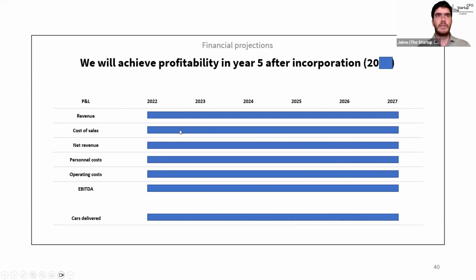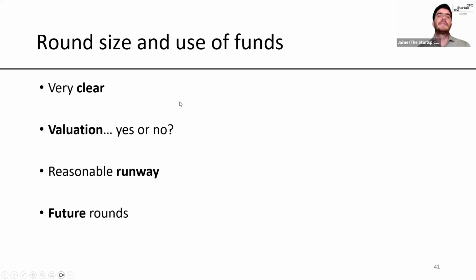And it's very simple, like a very simple P&L. And cars delivered. By the way, it depends on the business. If you're claiming that you're going to sell cars, you will need a lot of investment. So you better show the whole P&L, and it's a low margin business, and so on. In some others, you don't need to go to everything. Second to last, round size and use of funds.